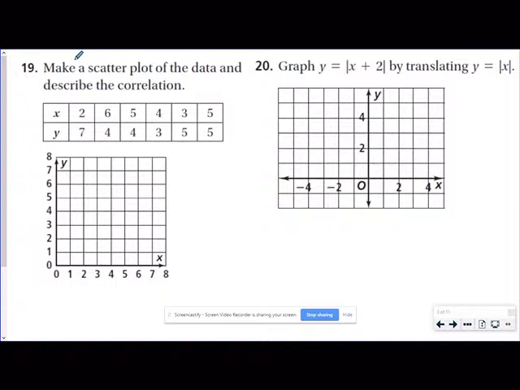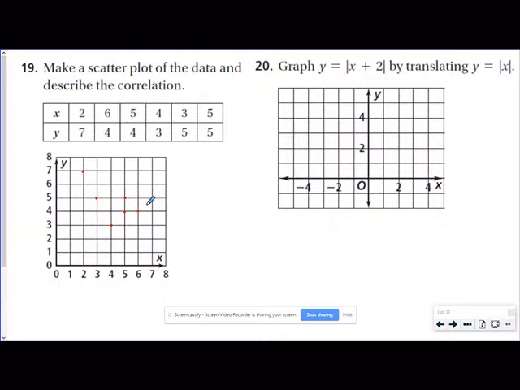I want to make a scatter plot and describe the correlation for number 19. So we'll make the scatter plot first: 2, 7, and 6, 4, and 5, 4, 4, 3, 3, 5, and 5, 5.